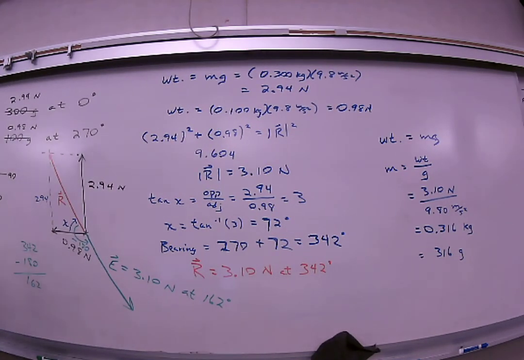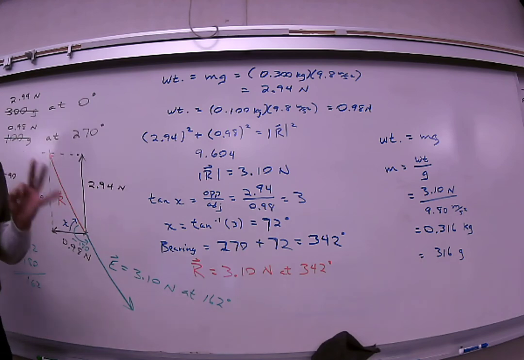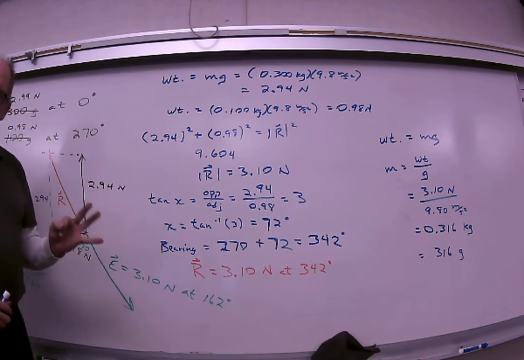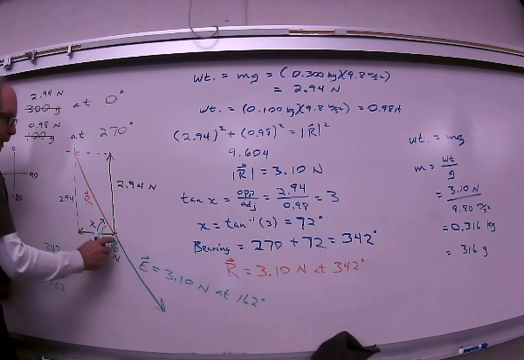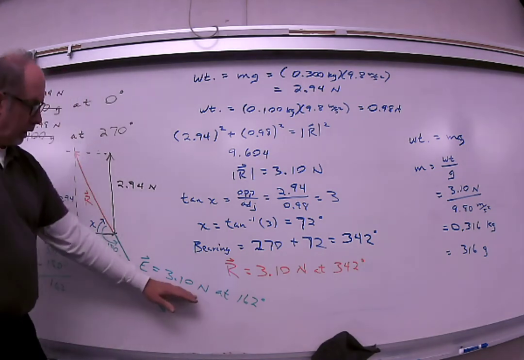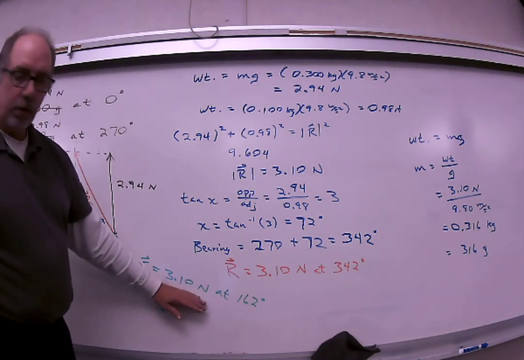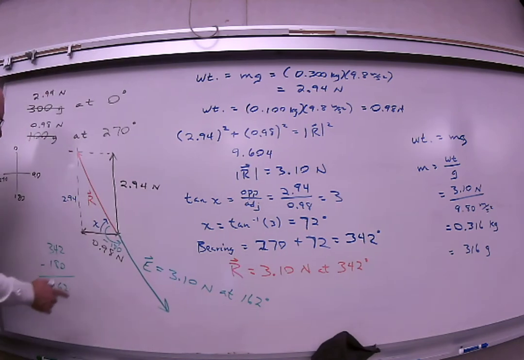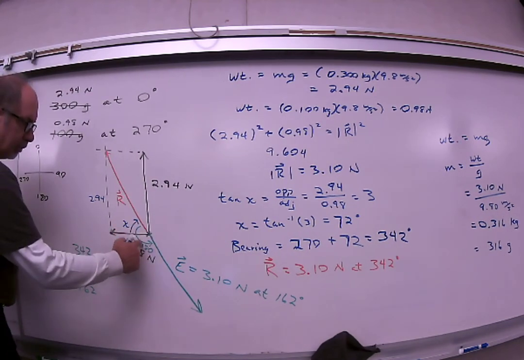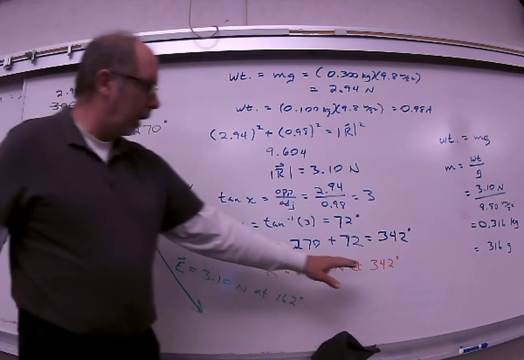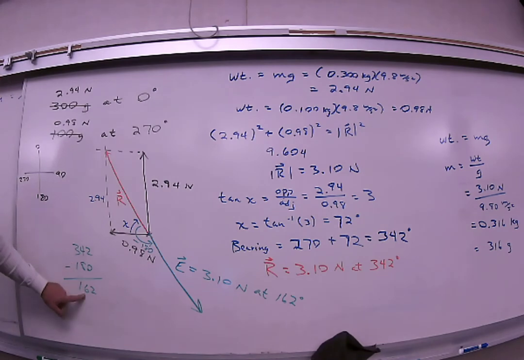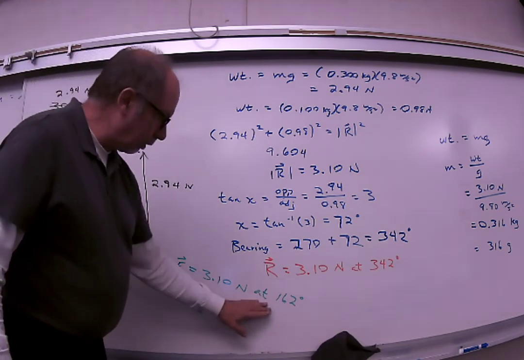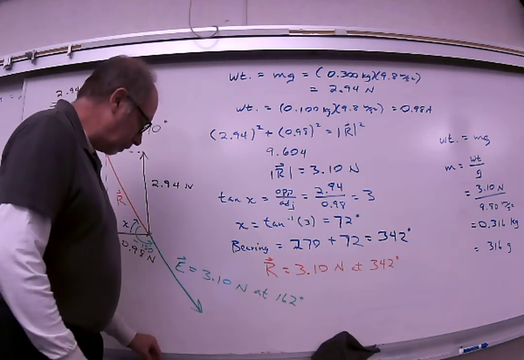Then I want the third force that will put the system into equilibrium. So that force is going to point in the opposite direction of R with the same number of newtons. So that's going to be 3.1 newtons. And then the direction can be found because it's 180 degrees different. So take the direction of R, the bearing, 342, and I subtracted off the 180. And that turned out to be 162. So 3.10 newtons at 162 degrees.